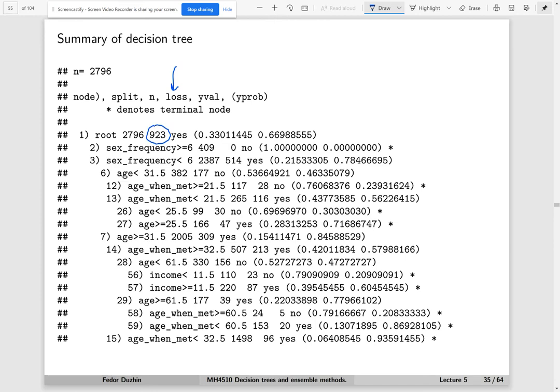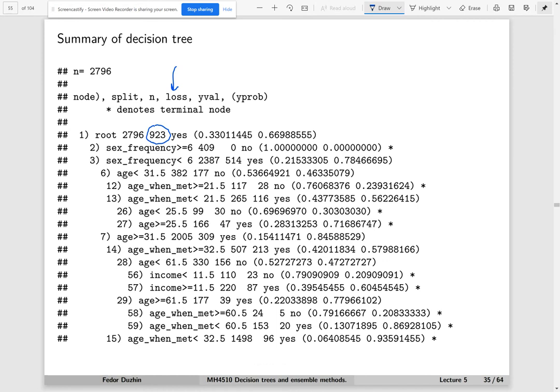So this diagram tells us that out of 2,796 nodes, if we do not make any split, so if we just predict everything with the most probable class, which is yes, so most couples in the survey are married. If we just predict that everyone is married, then we are going to misclassify 923 nodes. And so on, right? While we are going down along the tree, we can see how many nodes are misclassified for each split.